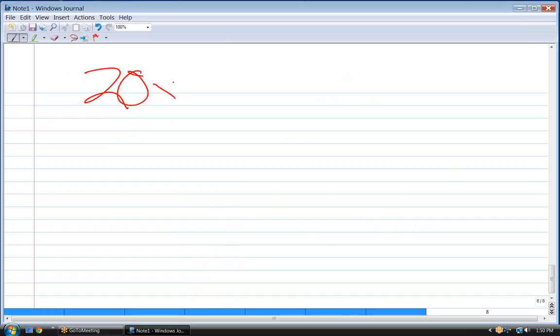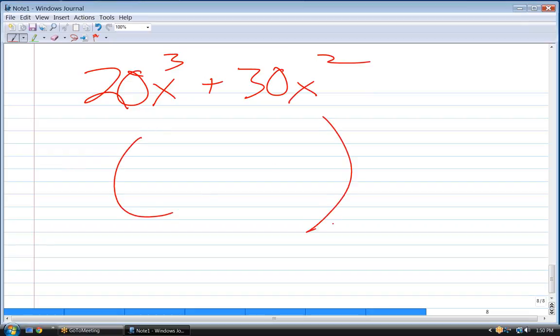20x to the third power plus 30x to the power of 2. When we're looking for a greatest common factor, let's talk about numbers and then variables separately. What's the greatest common factor of the numbers? 10. What's the greatest common variable factor? x squared. So the answer is 10x squared.